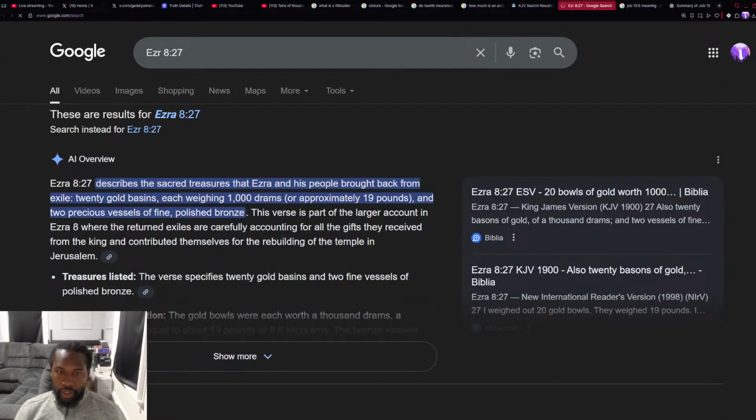Describes the sacred treasures that Ezra and his people brought back from exile. 20 gold basins, each weighing 1,000 drams, approximately 19 pounds, and 2 precious vessels of fine polished bronze. This verse is part of the larger account in Ezra 8, where the returned exiles are carefully accounting for all the gifts they received from the king and contributed themselves for the rebuilding of the temple in Jerusalem.